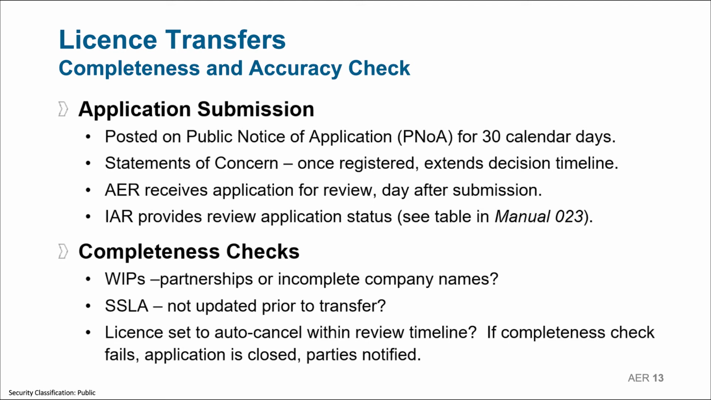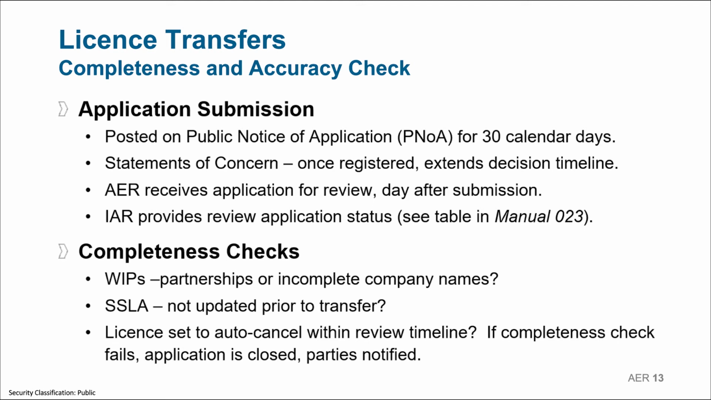Companies can check on the status of a license transfer application in the Integrated Application Registry. Manual 23 has a table that clarifies the IAR codes you will see and defines how these relate to where a transfer is during its review process.